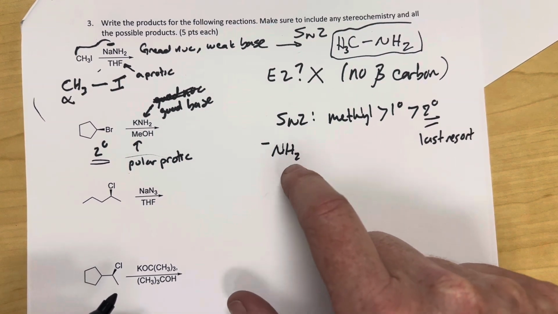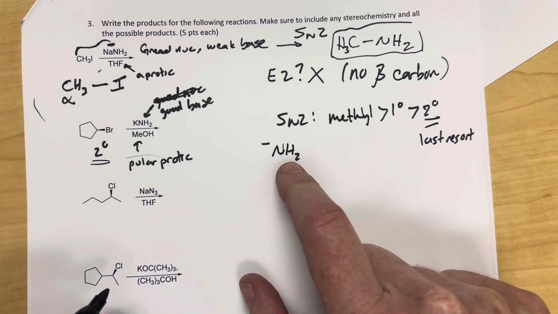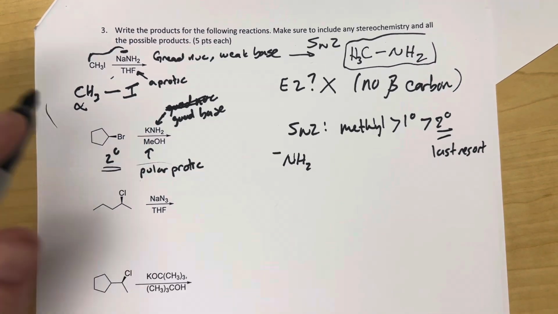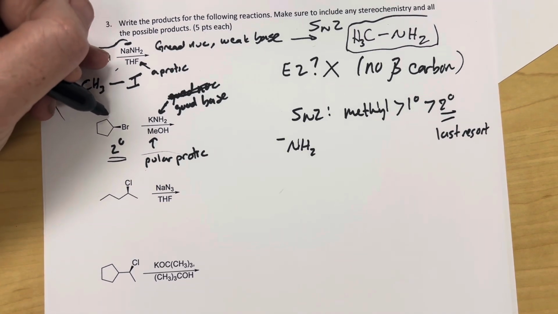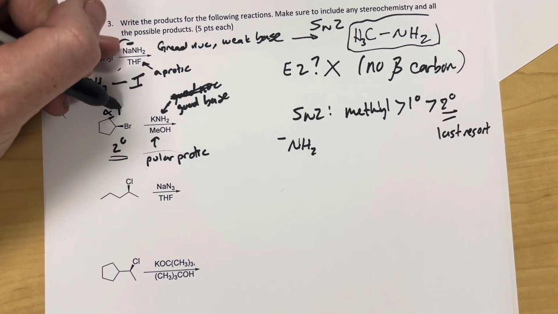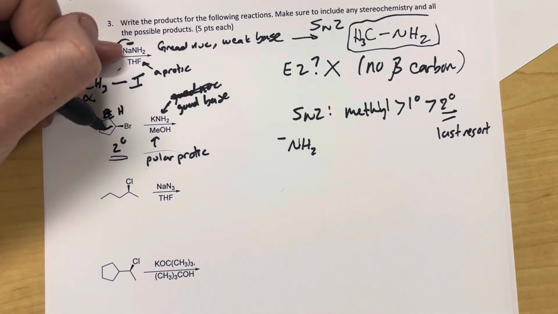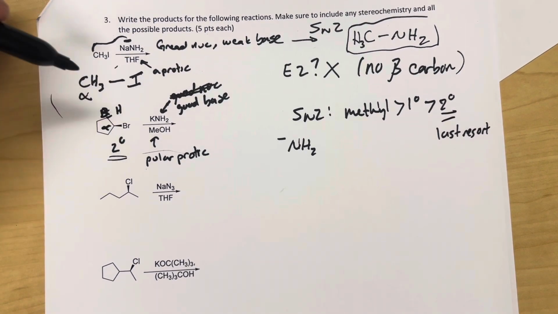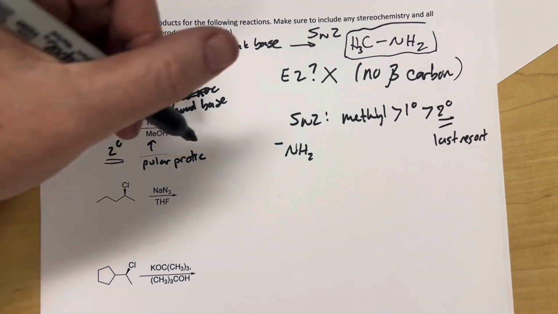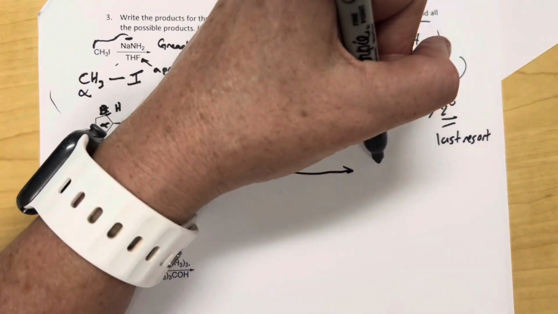But it is, however, a very, very strong base. And so this good base is going to come in and grab the alpha hydrogen here, or excuse me, the beta hydrogen here. This would be our alpha. You're going to grab the beta hydrogen here and then knock it off. And that's going to happen via E2.